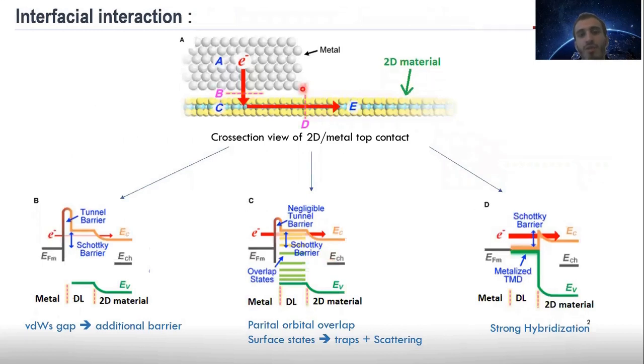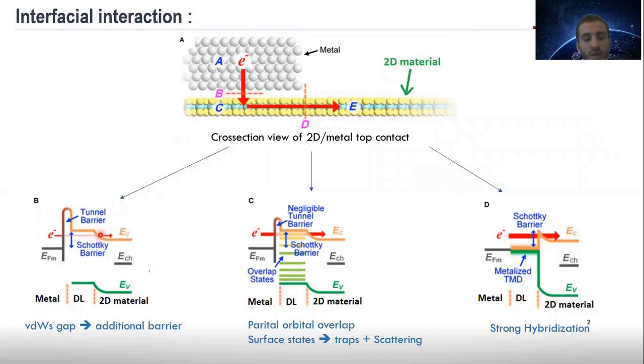With that being said, the Schottky barrier is not the only problem. We need to take into account the interfacial interaction. Whenever you have a metal on top of a 2D material, the interfacial interaction can differ. And in fact, you have three scenarios.